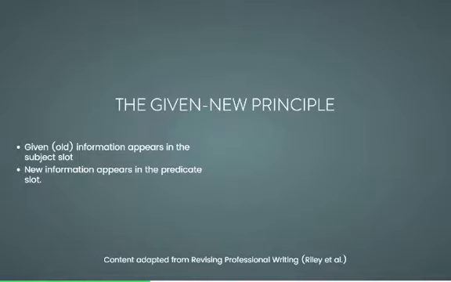New information, on the other hand, appears in the predicate slot. As we discussed in previous videos, the predicate is typically started with the verb phrase and all of the content after the verb phrase. That's important to know. Here's an example sentence: The semester began in August. Our given information is our subject, the semester. And our new information is that it began in August. So there are two ideas in this sentence. One is that there's a semester, and two is that it began in August.